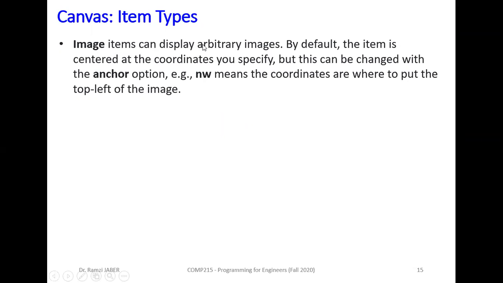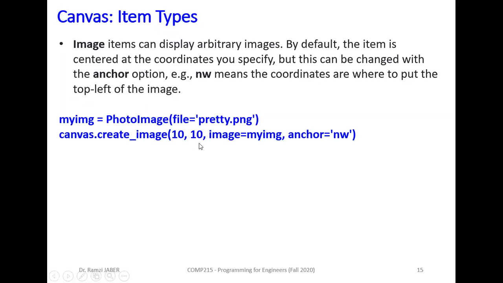Image items can display arbitrary images. By default, the item is centered at the coordinates you specify, but this can be changed with an anchor option. For example, NW means the coordinates are where to put the top left of the image. Example: first, my image equal PhotoImage, file equal pretty.png. The file here will be inside the same level of your folders.